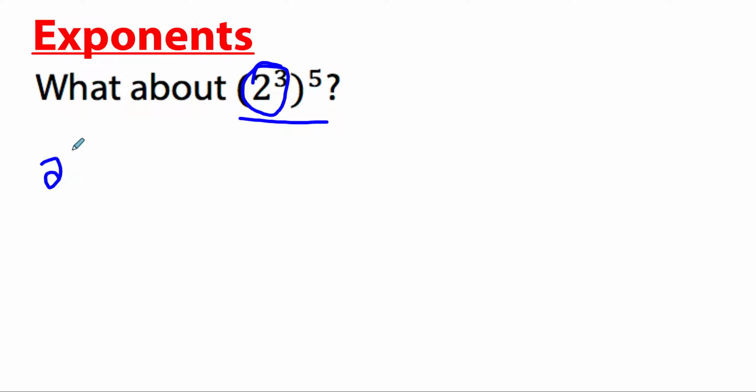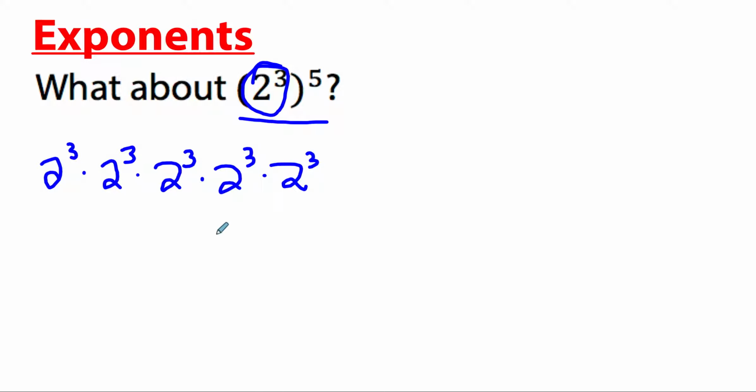So that'd be the same as multiplying 2 to the 3rd times 2 to the 3rd times 2 to the 3rd times 2 to the 3rd, and then one more, 5 times. And as you can see, this individual expression right here means I'm multiplying 2 3 times. So what we get is, if we did this math out, you would have 15 multiplications of 2's. So this is the same as me writing multiplying 2 15 times.